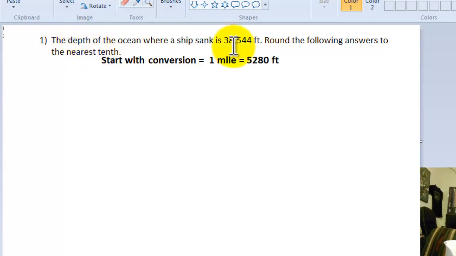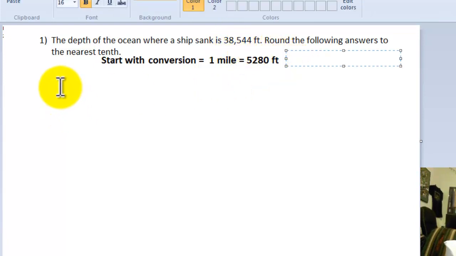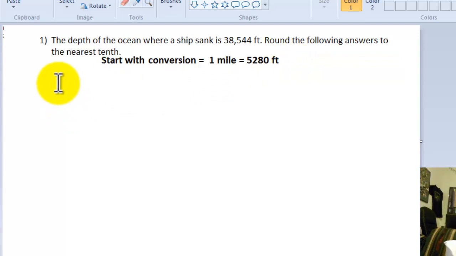So we're going to convert the 38,544 feet to miles, and then to kilometers, and then to meters. Okay, so what we're going to start with, of course, is the simple conversion of 1 mile to 5,280 feet. And most of us should know that conversion.